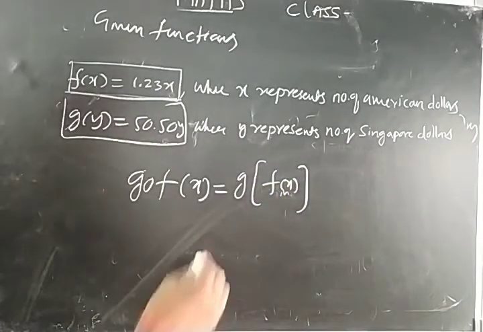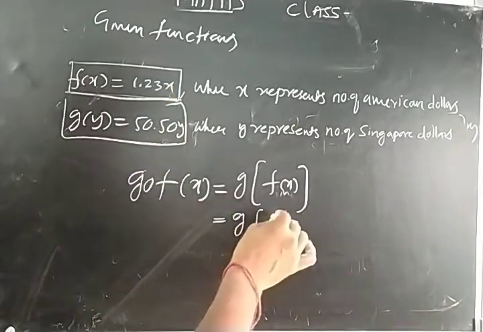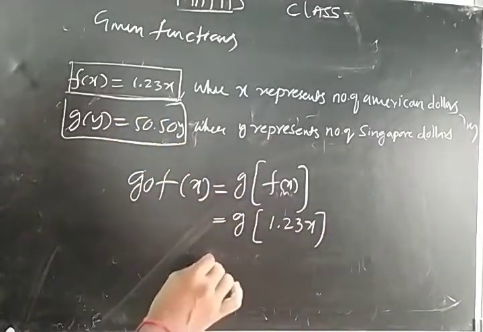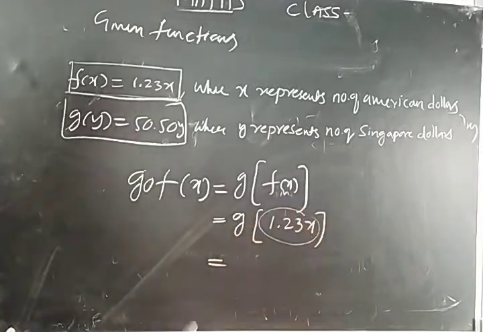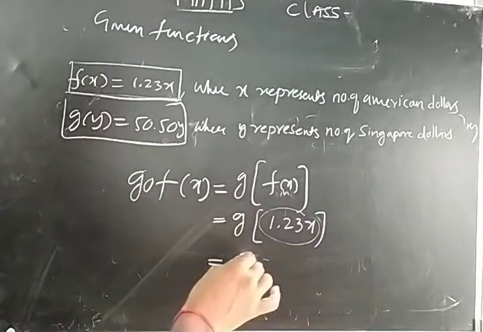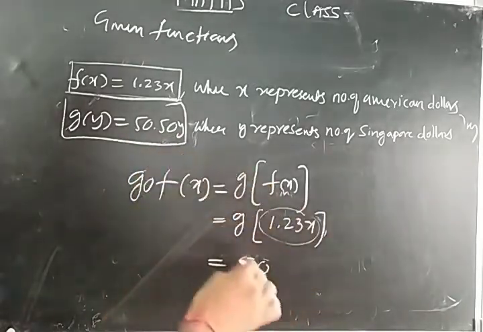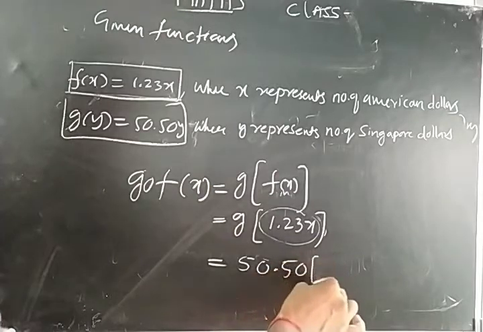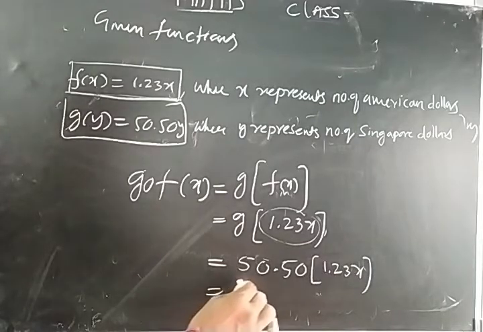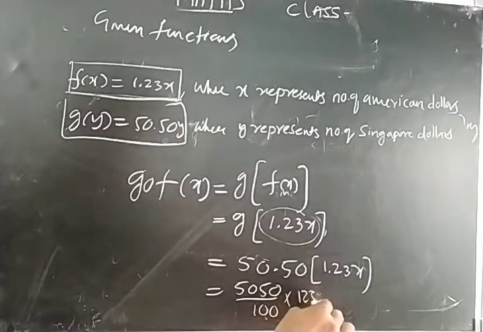Now here g of f of x is what? In place of f of x I am writing 1.23x. Now treat this total as x, and g of y equal to 50.50y, assume this as y. Using this definition, we have to substitute this y in the definition 50.50 into y. What is y here? 1.23x. I will remove the decimal point: 50 by 100 into 123x by 100.